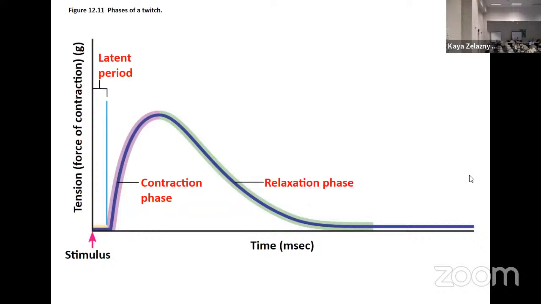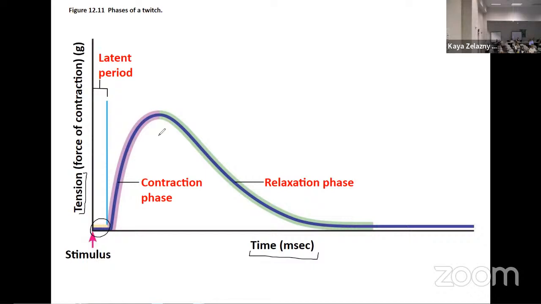So here we can see that mapped onto a graph. We're looking at time on our x-axis and tension on the y-axis, so we're thinking about this as the force of the contraction. During our latent period at the beginning, we're waiting for that excitation-contraction coupling to happen. So we're waiting ultimately to get calcium into the sarcoplasm, which is just the renamed cytoplasm, in order for the cross-bridge cycling to begin.